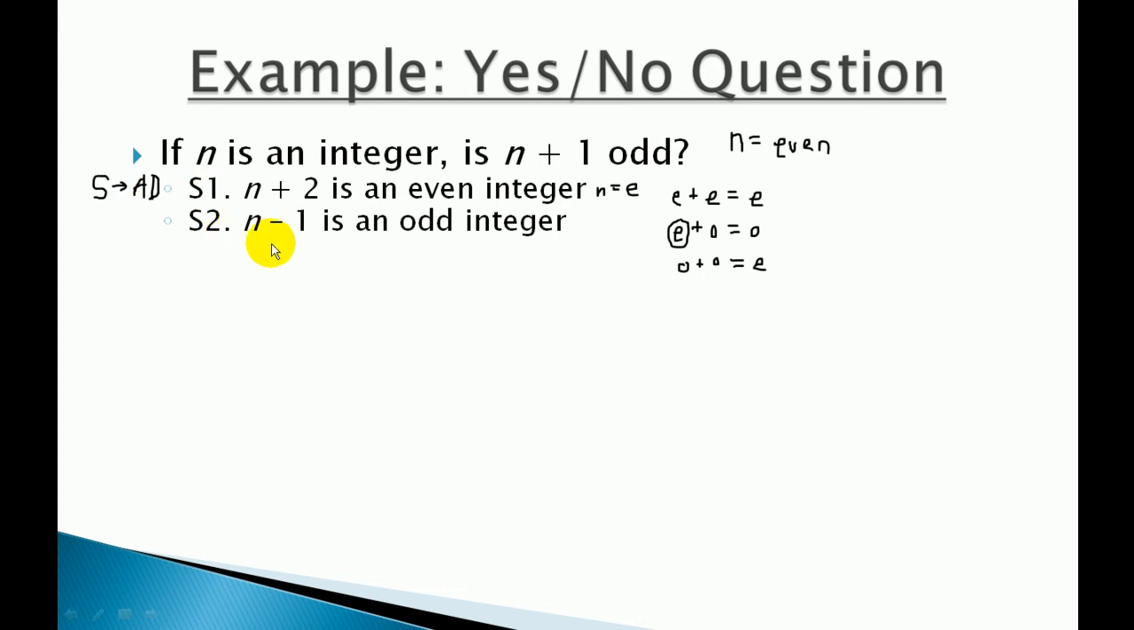Next, we're going to evaluate statement 2 independently. Statement 2 says n minus 1 is an odd integer. Well, this also tells us that n itself must be even, since you're starting with an even number, subtracting 1, and ending up with an odd number. So n itself is even, and then n plus 1 must be odd, and this statement will also be sufficient. So therefore, the correct answer to this question is D.